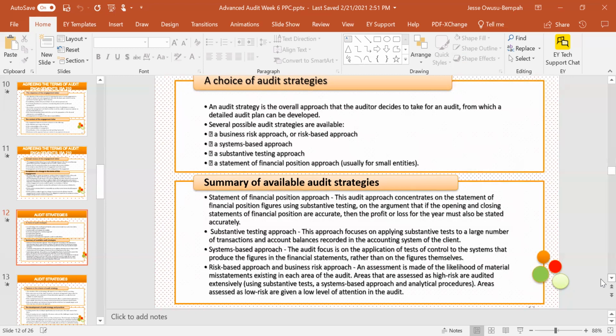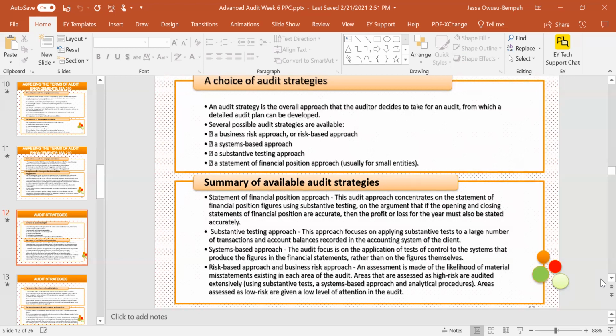So again, we have all kinds of audit strategies. Number one, we have the statement of financial position approach. We have the substantive testing approach. We have the system-based approach. We have the risk-based approach. All of these are strategies that can be used and applied to the audit.